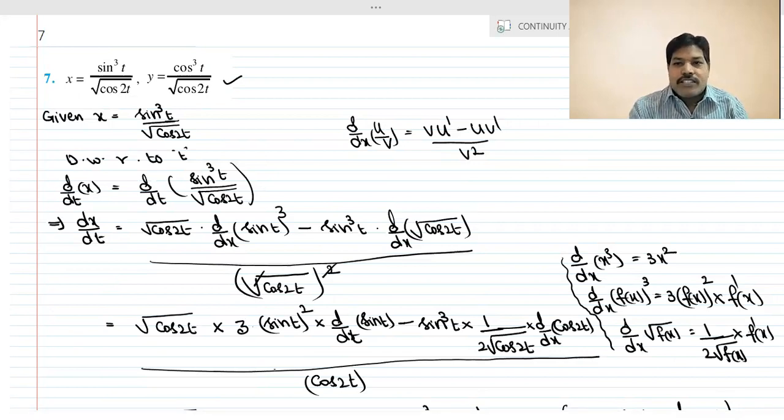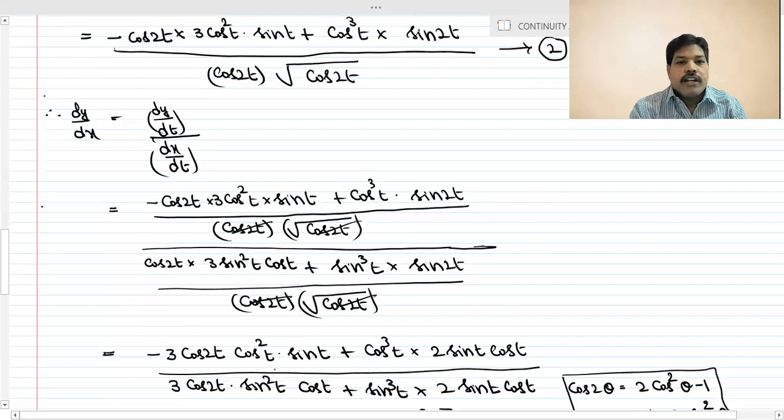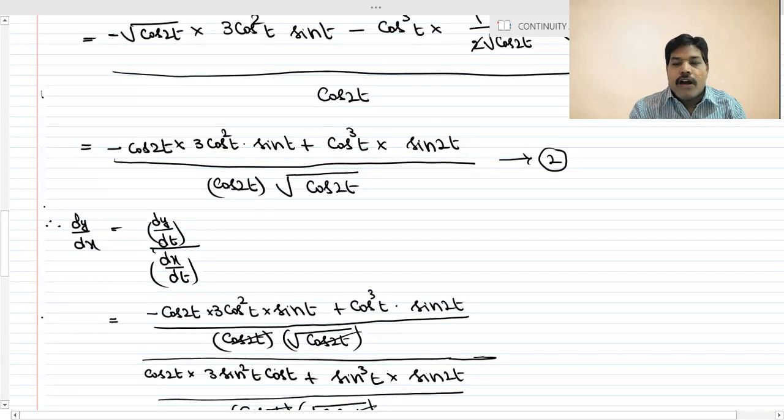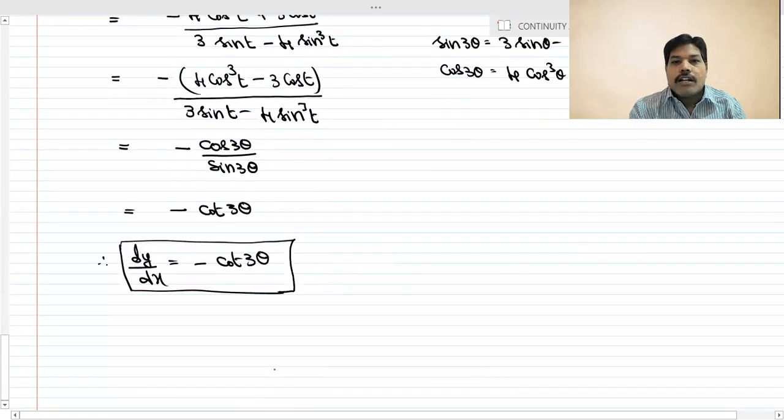So what is the x value? The process is simple. Take the dx by dt value: after taking x, apply the u by v formula, and you will get dx by dt. Then take y, which is also a u by v formula; differentiate with respect to t and apply the u by v formula to get the dy by dt value. After getting these two values, calculate dy by dx. What is dy by dx, students? It is dy by dt divided by dx by dt. Take those values and you will get minus cot 3 theta.